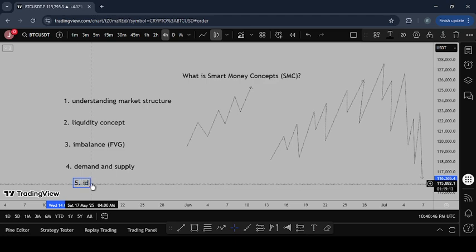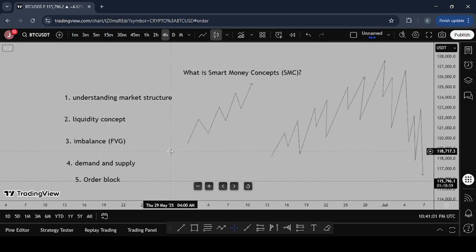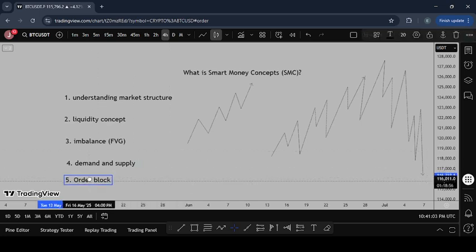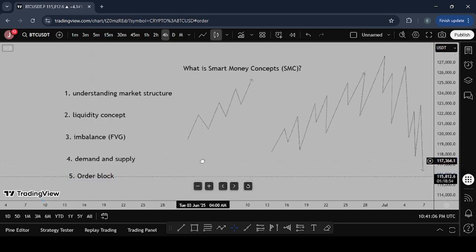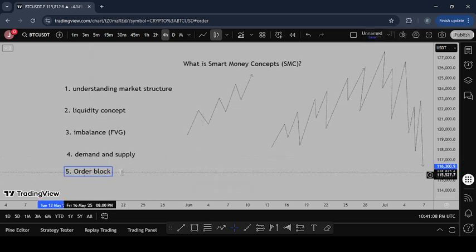I will say identifying order blocks. So when we're talking about order blocks, I'll be teaching you guys how to also identify valid and invalid order blocks. Now, if you do not know about demand and supply, or you cannot identify a resistance or a support on your chart, there is no way you'll be able to pick out a proper order block. So all these things are very, very important.